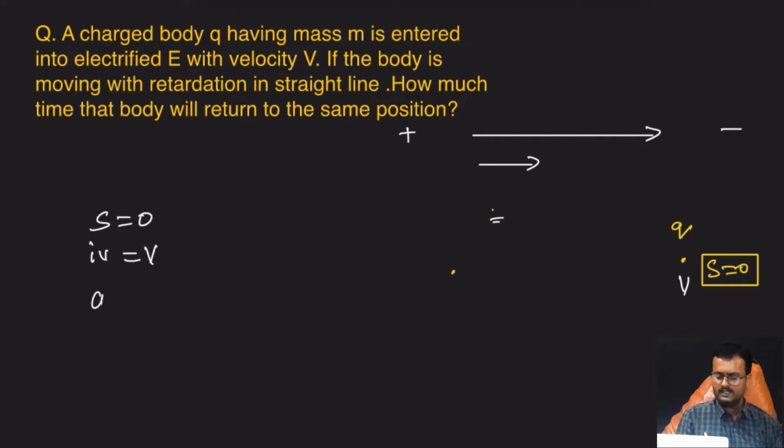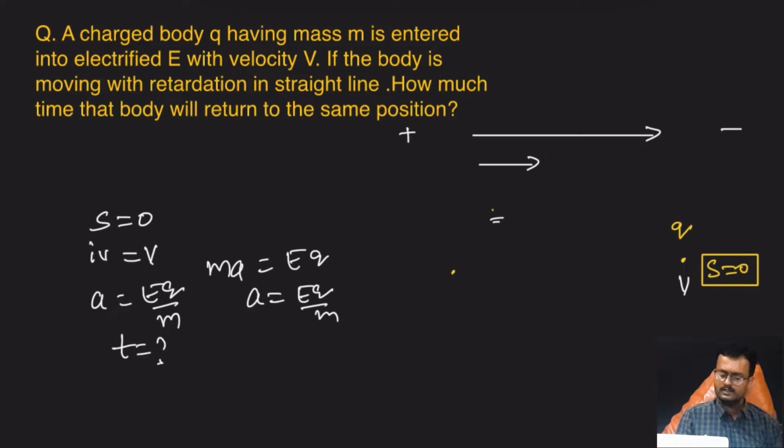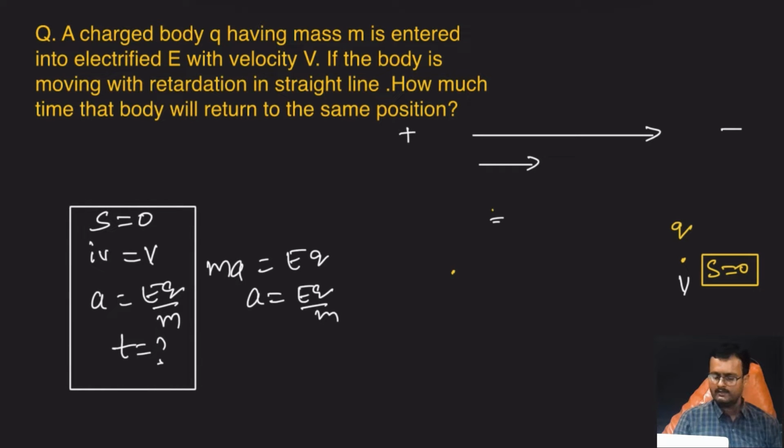What is the acceleration? F is equal to qE. So electric field is E and charge is Q, and F is equal to ma. So mass is given. So acceleration is equal to EQ by m. Now what is the question? What is the time? This concept is related to the kinematic equations.